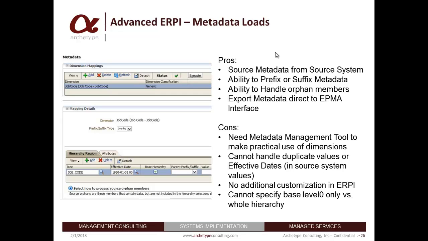The downside to that is ERPI itself doesn't have a lot of options for customizing how the metadata comes across. Let's say you only wanted to choose 5 accounts to pull across, or only base level accounts. There's not a whole lot of options there in ERPI to customize this pull.